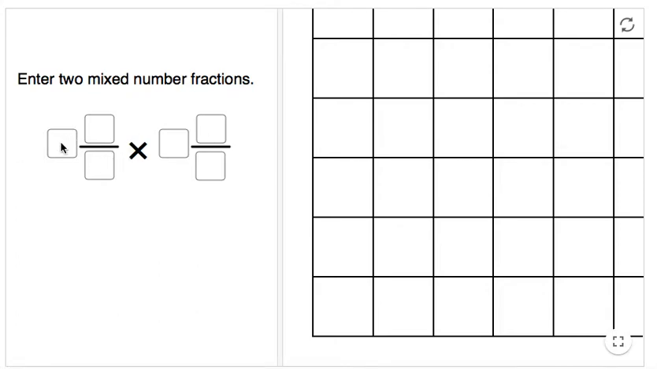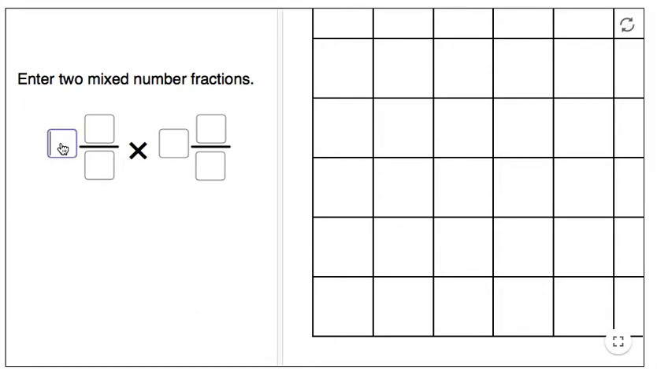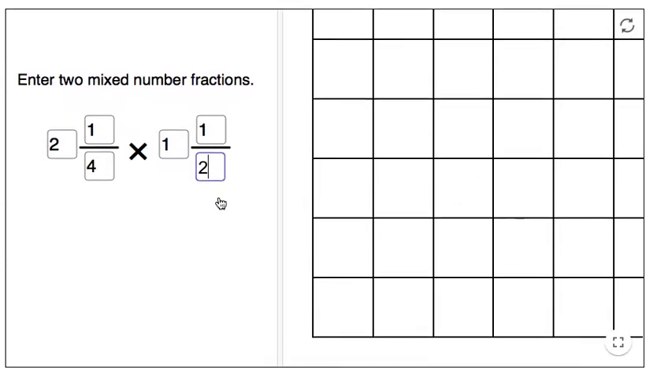So we can show some mixed number fraction multiplication here. I can give you a mixed number, 2 and 1/4, times, let's say, 1 and 1/2. So this is essentially 9/4 times 3/2. So what does this look like?